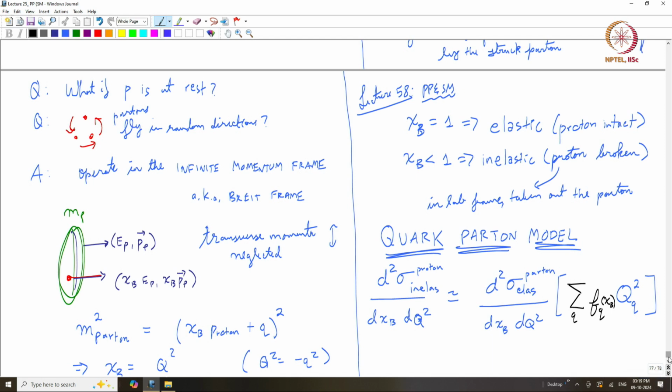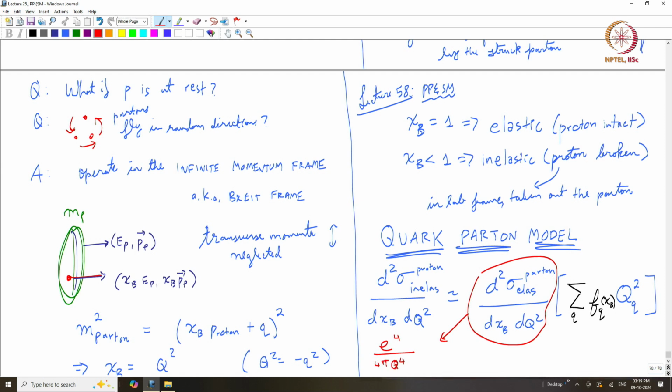So, to do this bit by bit again, this is this bit, right, that is the elastic cross section, that is e to the power 4 over 4 pi q to the power 4.